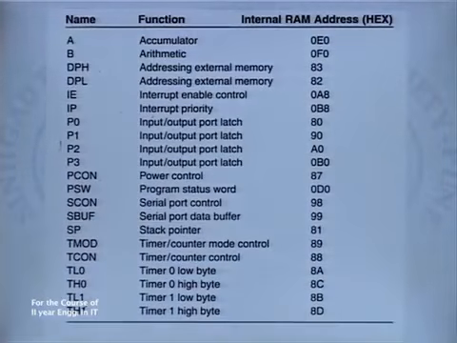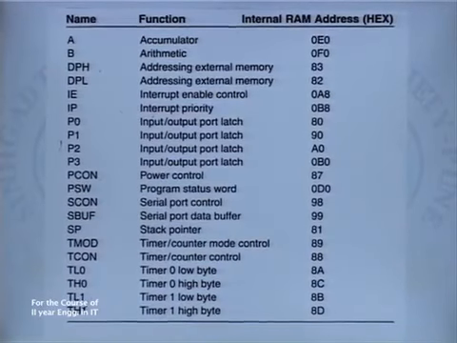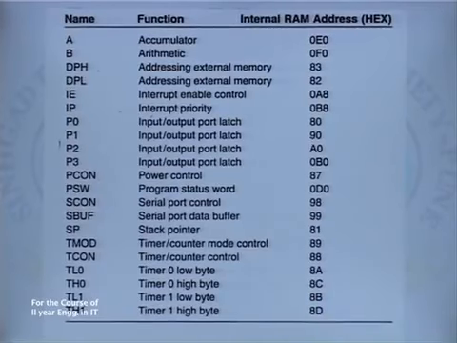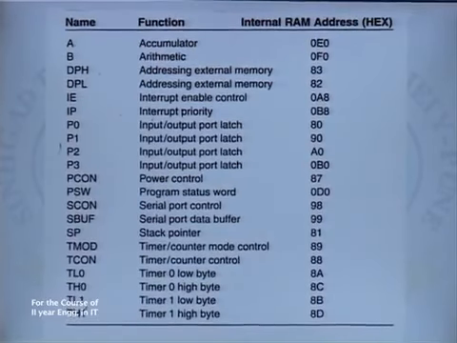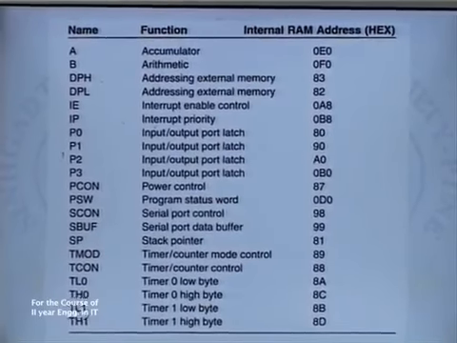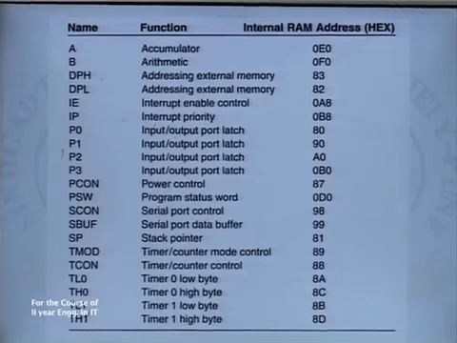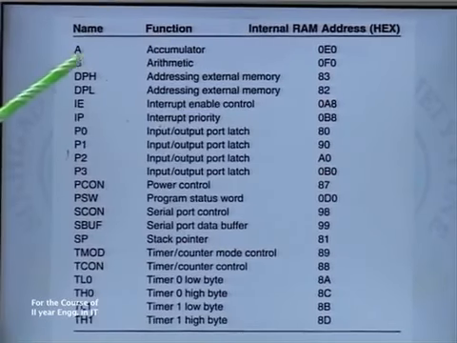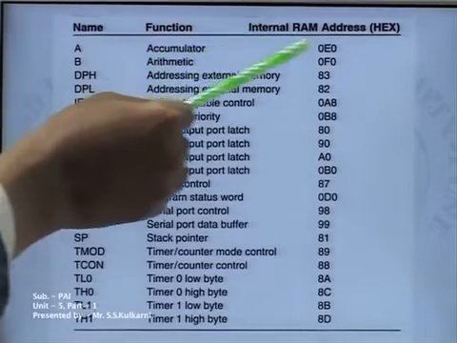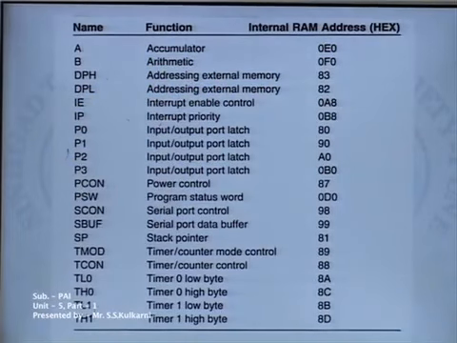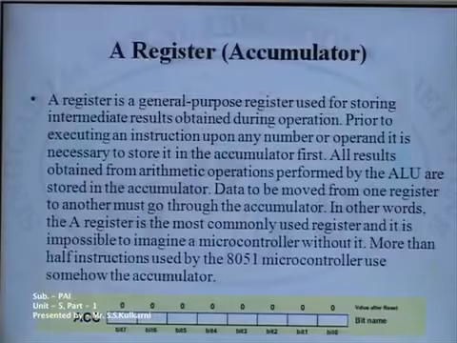All the SFRs are tabulated here. You can see the first column is the name of the register. The function of the register is specified in the second column, and the internal RAM address in hex is provided in the third column. So, for example, register A, the function is accumulator, and its address in hex is 0E0H. Likewise, all the special function registers are mentioned in this table. We'll see all these special function registers in detail one by one.